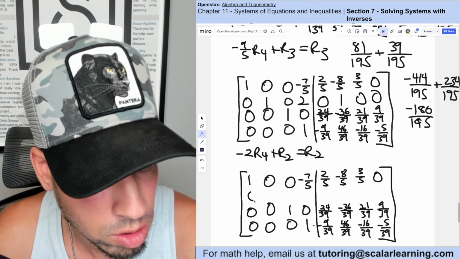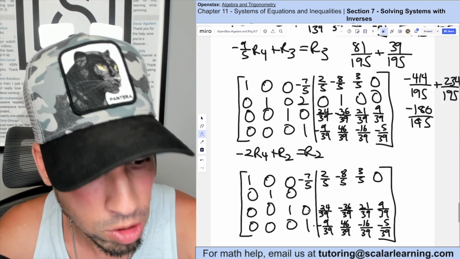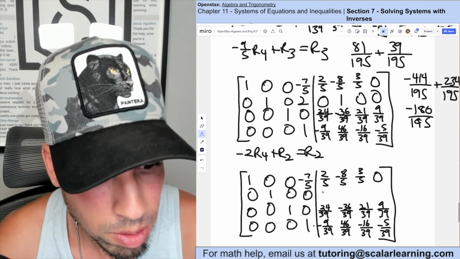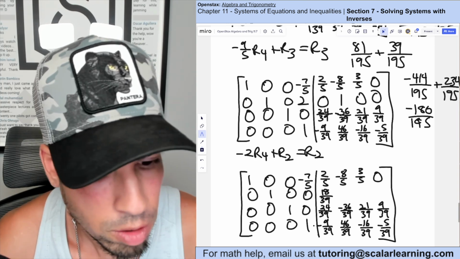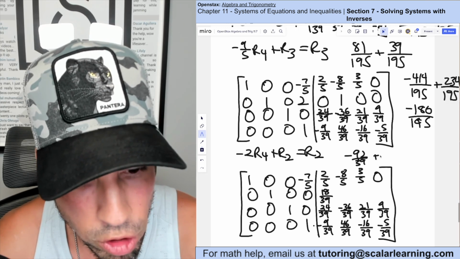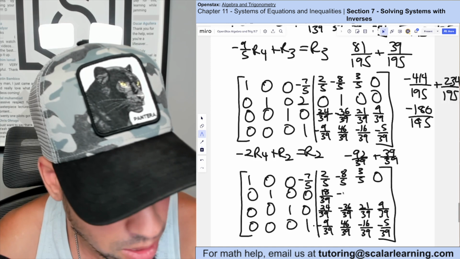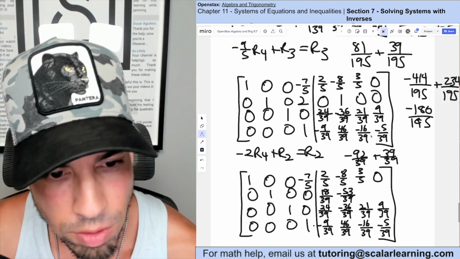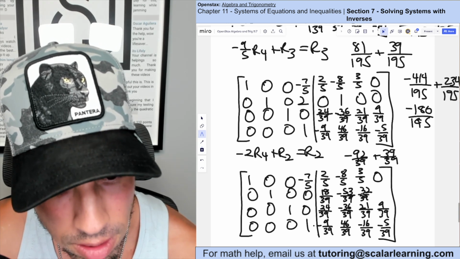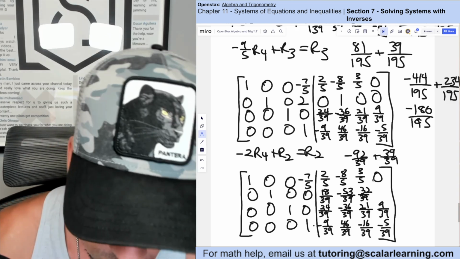0 plus 0 is 0. 0 plus 1 is 1. 0 plus 0 is 0. Negative 2 plus 2 is 0. Okay, then we got positive 18 over 39 plus 0. That's 18 over 39. Here we got negative 92 over 39 plus 1, which is 39 over 39. That's going to be negative 53 over 39. Then we got negative 2 times that. That's 32 over 39 plus 0 is just that. And last but not least, negative 2 times that is 10 over 39 plus 0 is just 10 over 39.